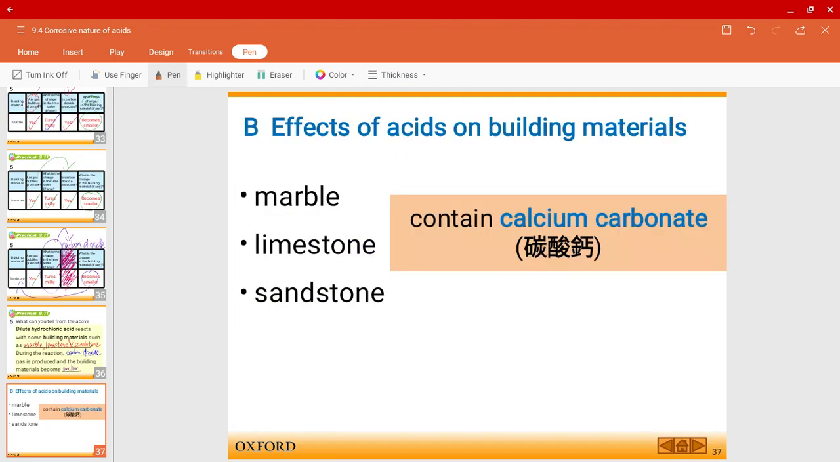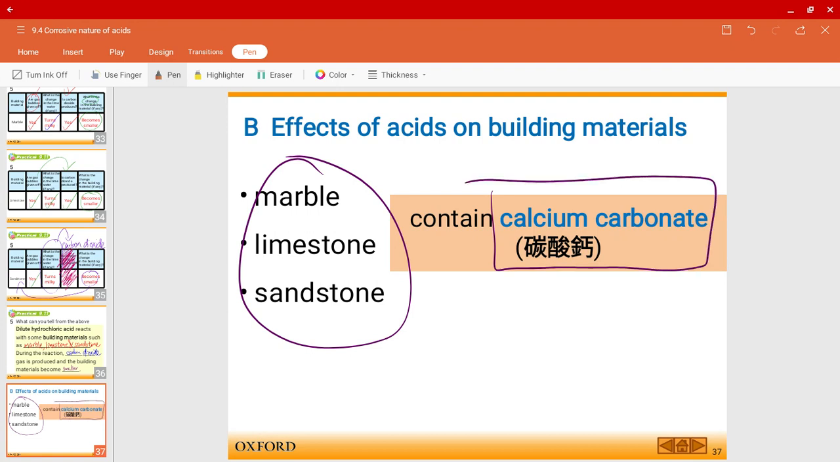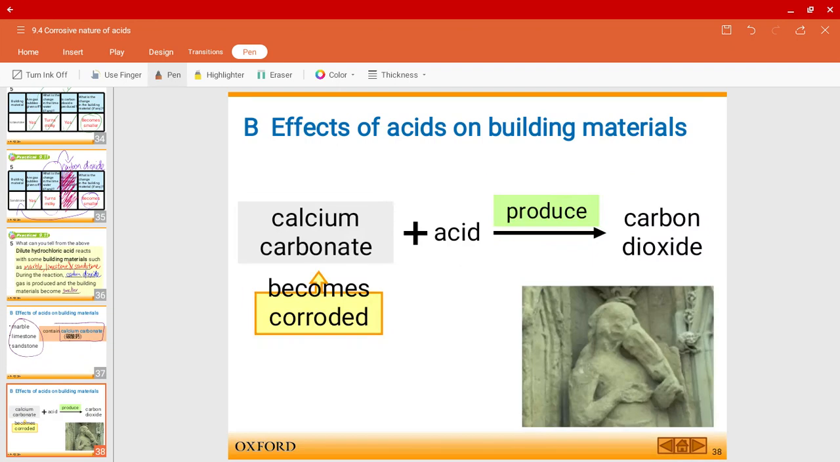So just now, I've told you that marble, limestone, and sandstone contain calcium carbonate. To be more specific, instead of calling them marble, limestone, and sandstone, since we're all science students, I'll be using the chemical name, calcium carbonate. When we added calcium carbonate to an acid, it would start to become corroded. One of the reasons is, of course, that it produces carbon dioxide.